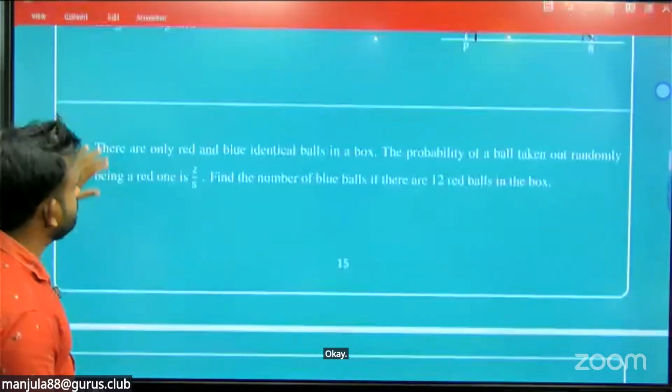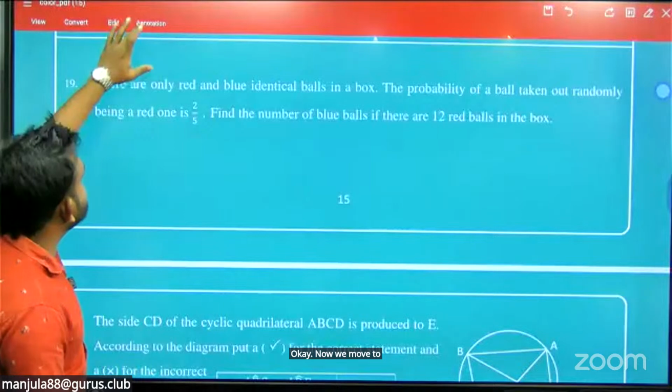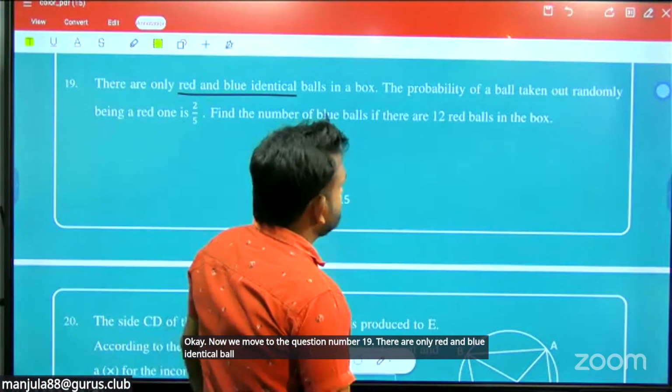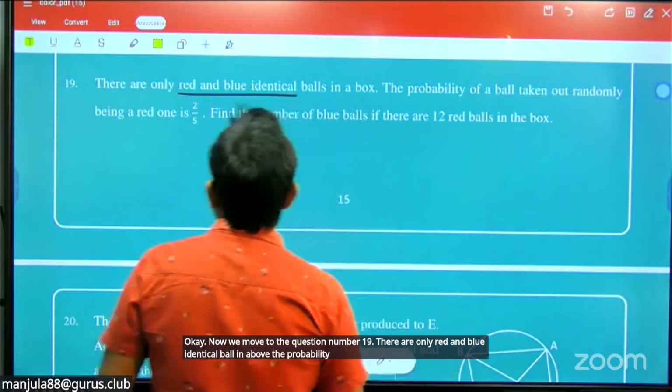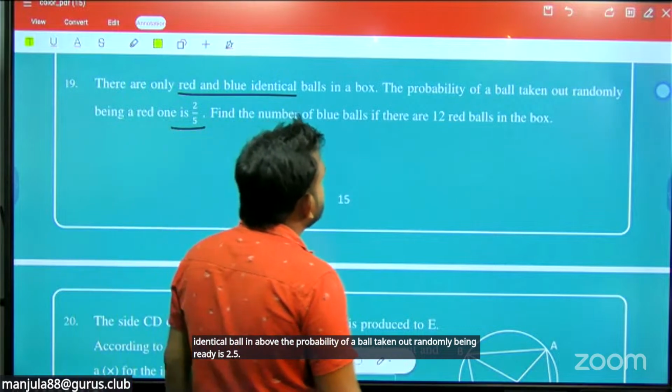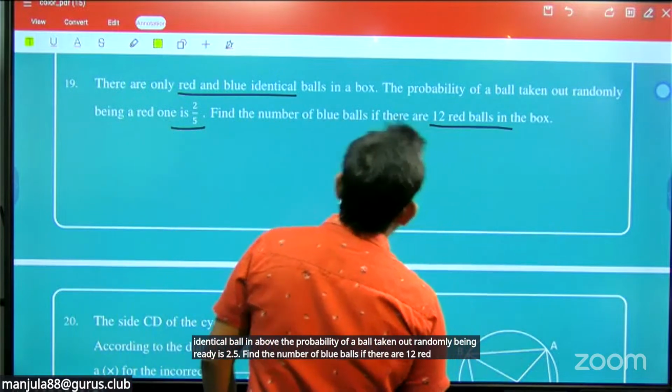Now we move to question number 19. There are only red and blue identical balls in a box. The probability of a ball taken out randomly being red is 2 upon 5. Find the number of blue balls if there are 12 red balls in this box, right?